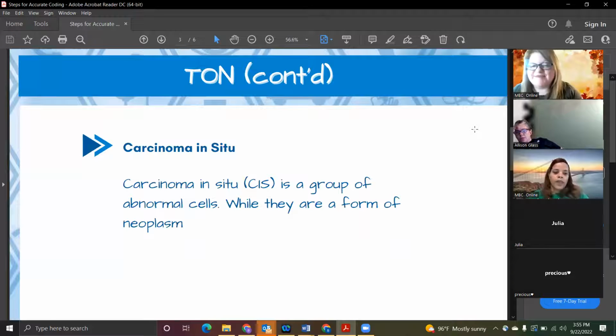Yeah. Okay, so remember, cancer is cells, right? And these cells can be abnormal or grow faster or just remain small cells. So in here, it's a group of abnormal cells while they are a form of neoplasm. So they are cells and they are forming to become some type of cancer.